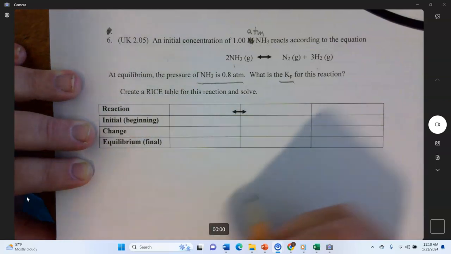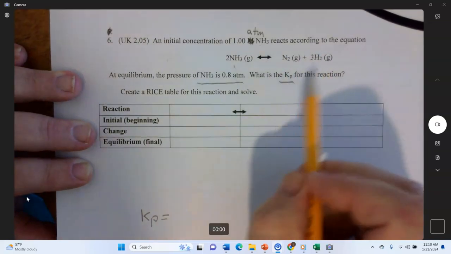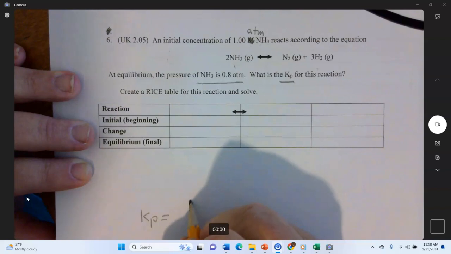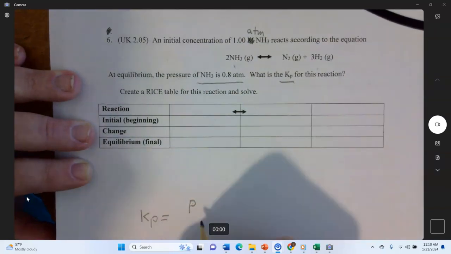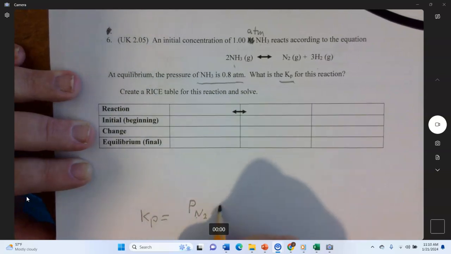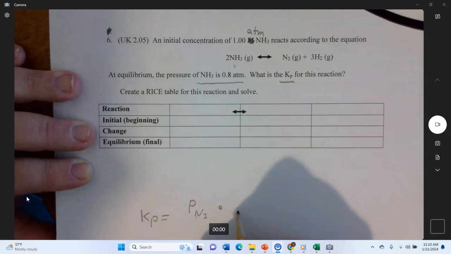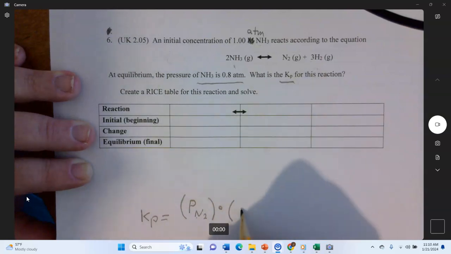So I'm going to come down here a little bit and write Kp. Okay, and it's products on top, and it's pressure. So we're not going to write with the square brackets. We're going to write P with a subscript N2. And you can put a dot here for multiplication. And I do like to put parentheses around it. And then it's going to be the H2, the other product.